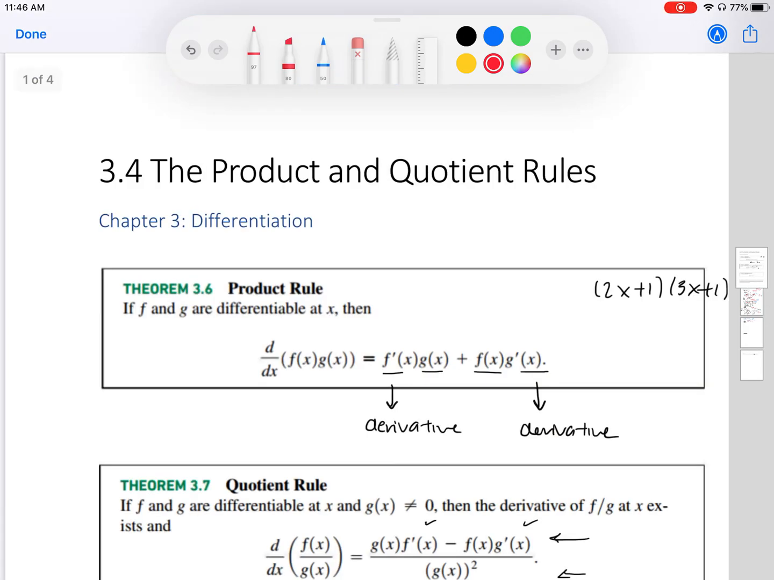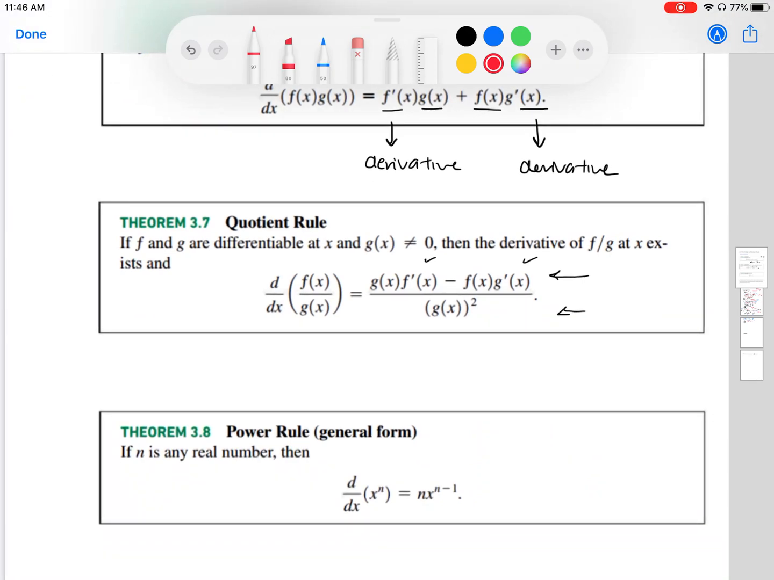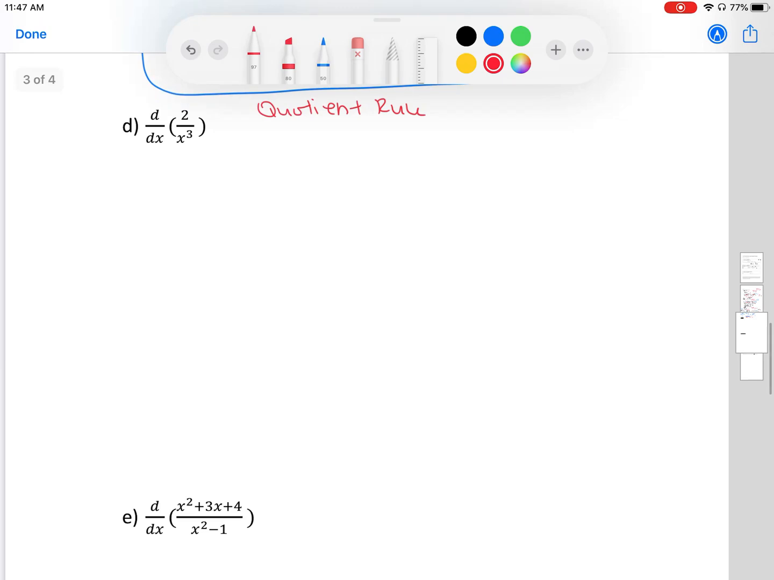So what is our quotient rule again? We take the derivative of our second, no, our second function times the derivative of our first minus our first times the derivative of our second, divided by our denominator squared. So our quotient rule is a lot like our product rule. Our first and our second, but we're adding our denominator squared.